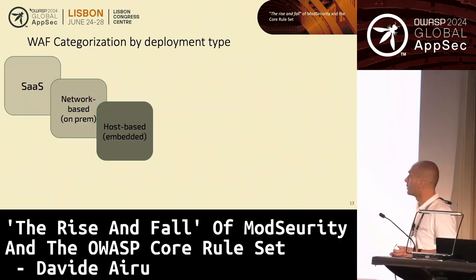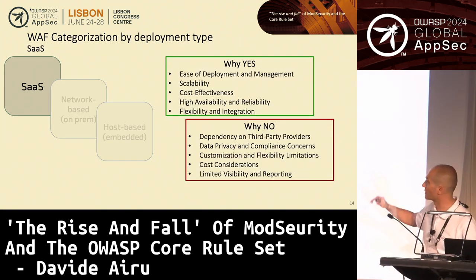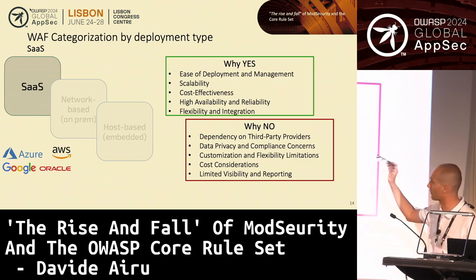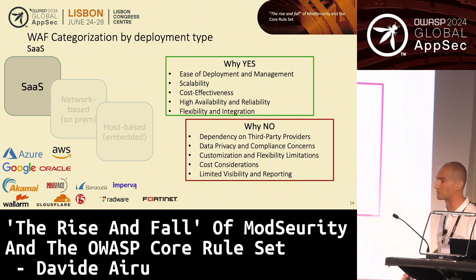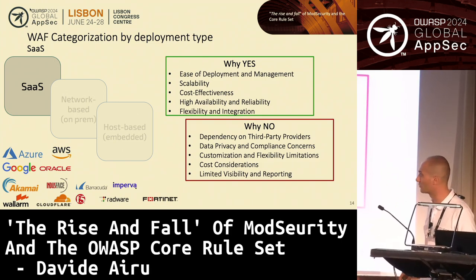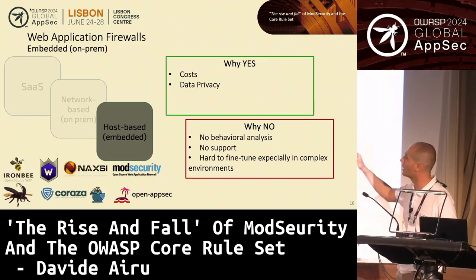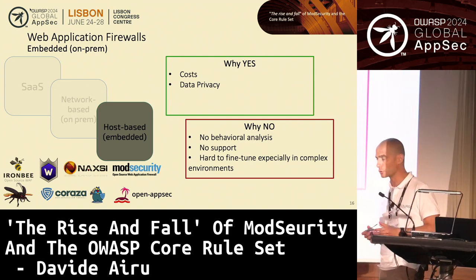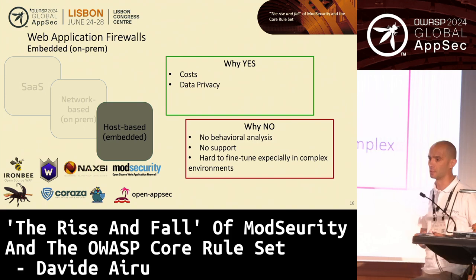Ways of deploying web application firewalls are, let's say, many. We have software as a service platforms that are provided directly by the cloud providers. There are, of course, cybersecurity vendors that are providing software as a service web application firewalls. We have on-premise appliances, and we have host-based solutions, so components that can be put on board the web servers and the reverse proxy.